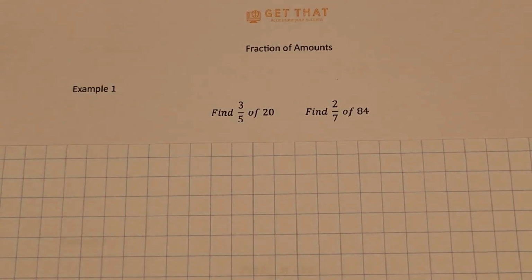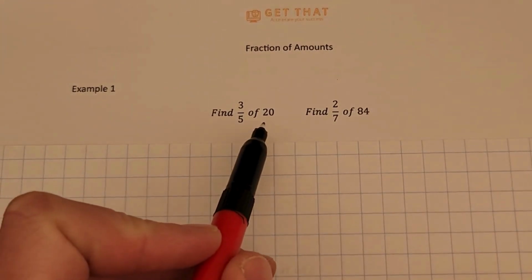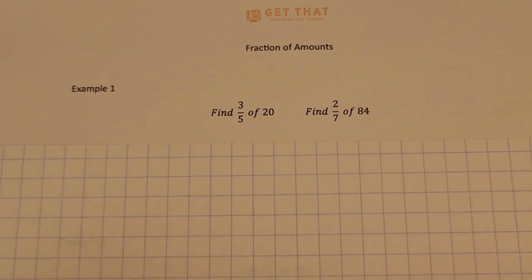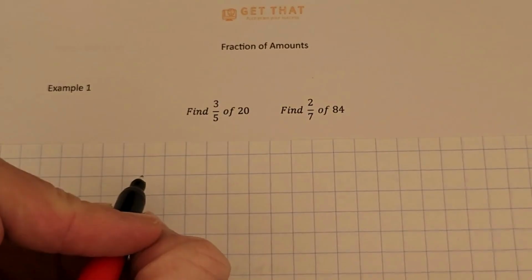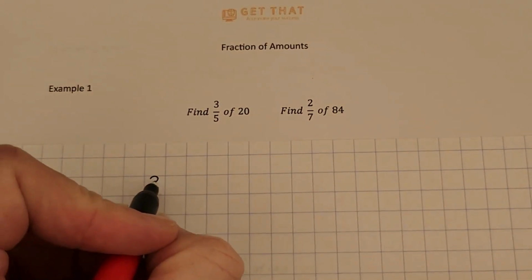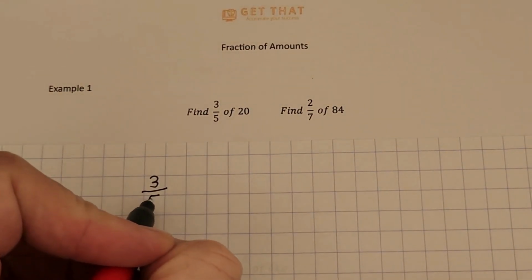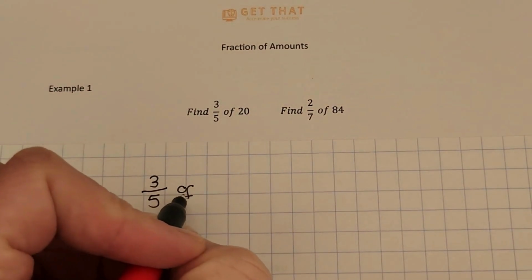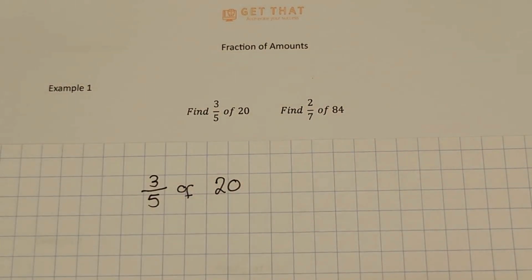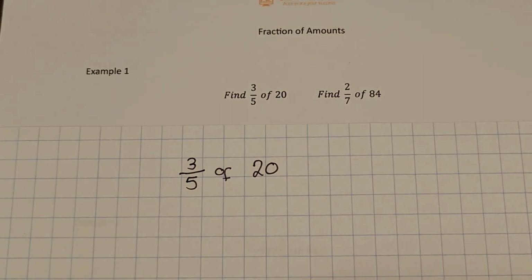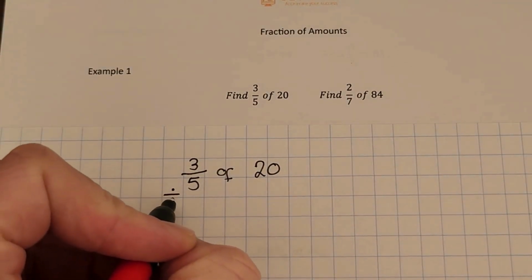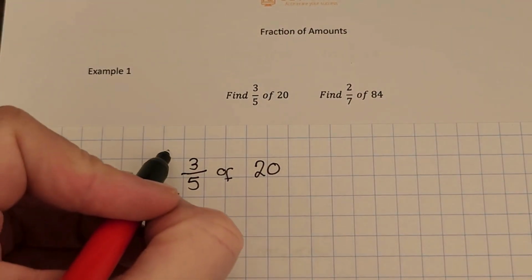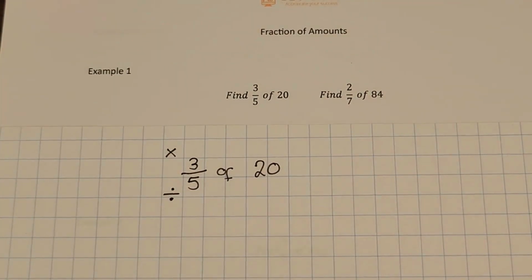A couple of pretty standard questions that we can see here. So find a fraction of this quantity and then find a fraction of this quantity. Now, the method of fraction of amounts is actually quite straightforward in that if I need to find 3/5 of 20, effectively what we need to do is divide by the denominator and then multiply by the numerator.